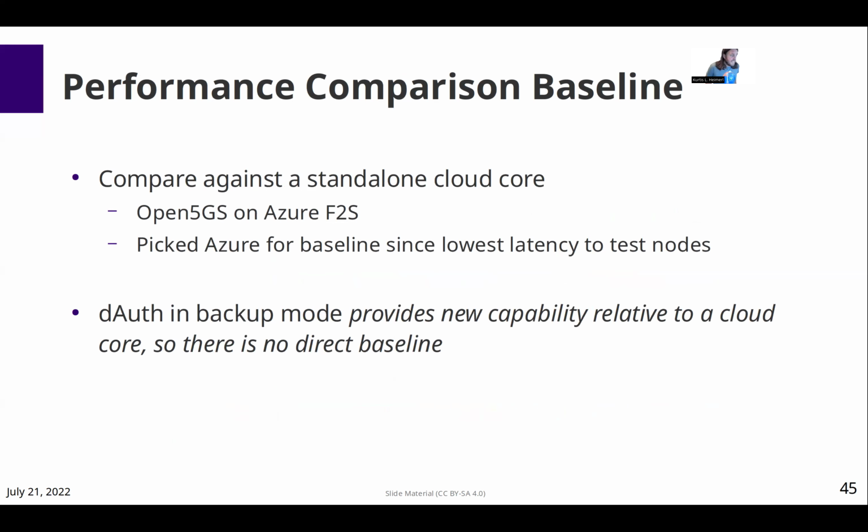We compare this against a standalone cloud core. This is Open5GS on Azure. We picked Azure because it had the lowest latency to test nodes, but we want to note that dAuth in backup mode provides functionally new capabilities relative to a cloud core. So this is not an apples to apples comparison in that regard. You know, dAuth does more. And so that should be considered when thinking through the data.